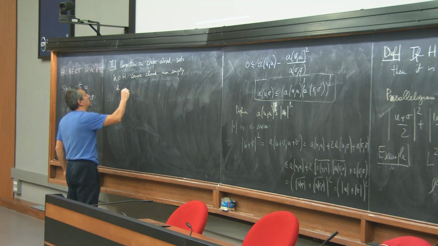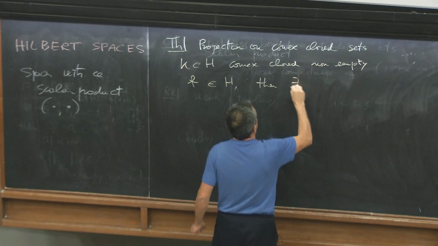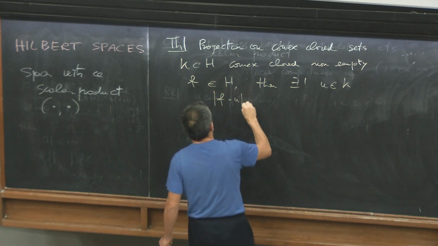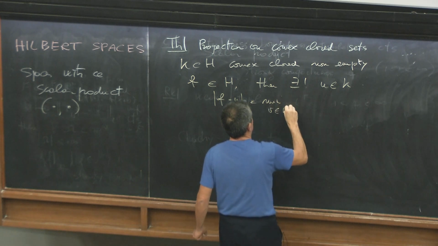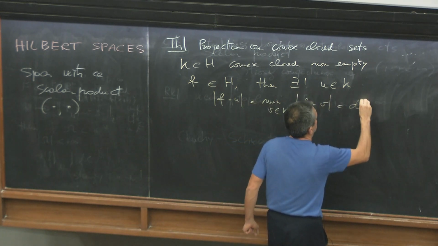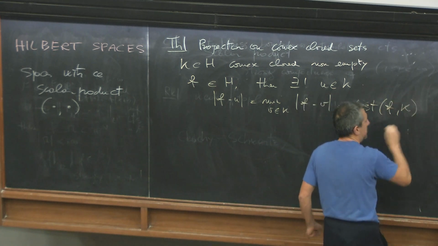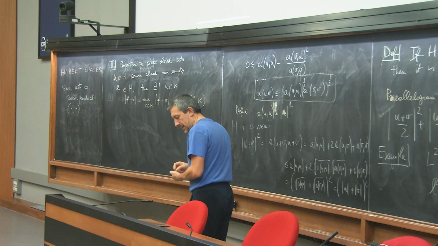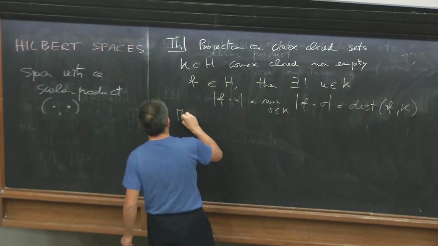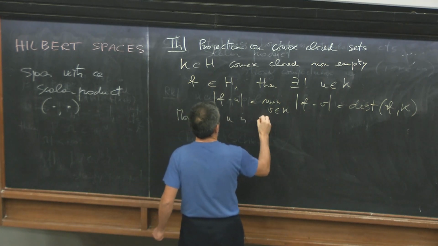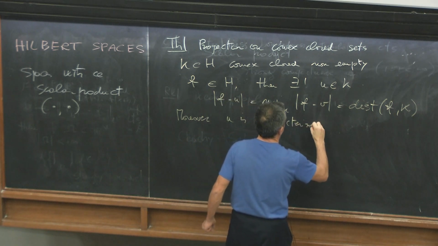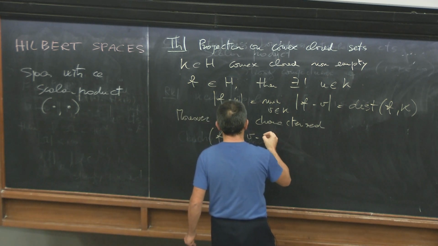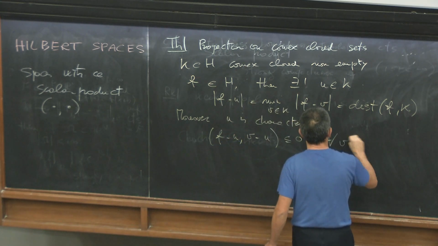Let f belong to H. Then there exists a unique u in K such that the distance, norm of f minus u, is the minimum of norm of f minus v, which is by definition the distance of f to K. And moreover, u is characterized by the inner product of f minus u and v minus u being less than or equal to zero for all v in K.